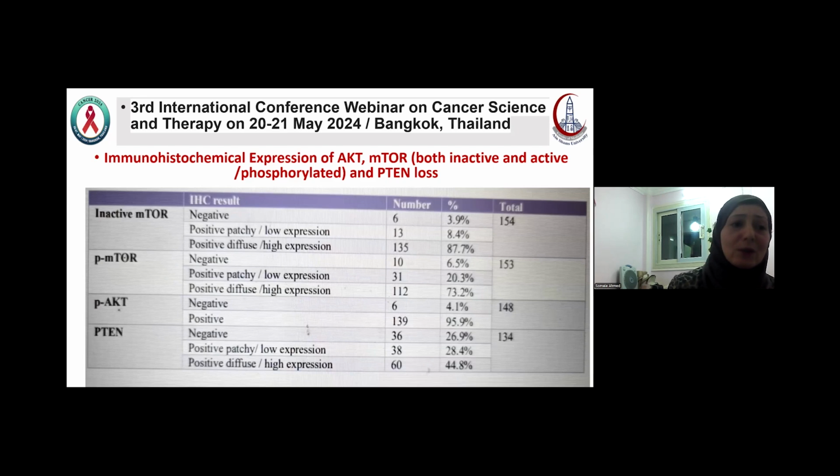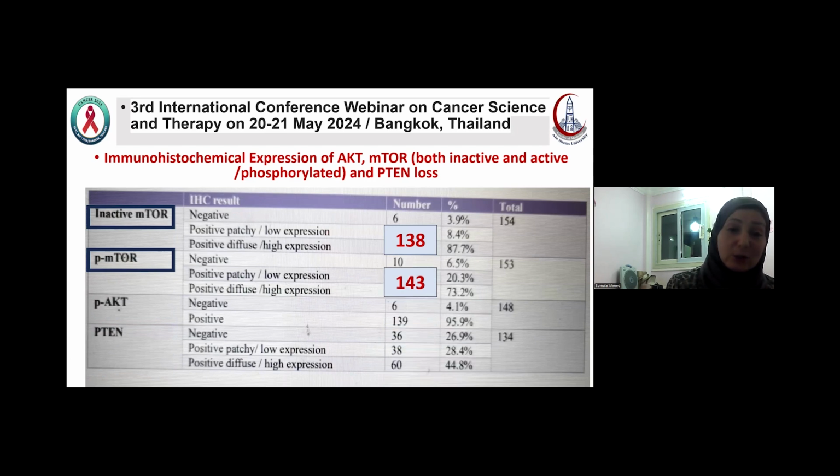And this is a table of our results. Inactive mTOR was present in about 138 cases, whether low expression, patchy, or diffuse expression. And the active mTOR was expressed in about 143 cases, whether low patchy expression or diffuse expression. And phosphorylated AKT was expressed in 139 cases.